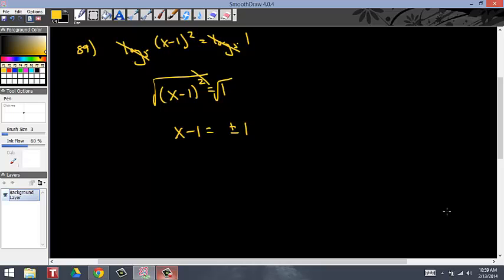Now, plus or minus 1 is a whole number. It's not like plus or minus rad 3 or anything like that. So, if I add 1 to both sides, I actually have to do the problem. So, 1 plus 1, negative 1 plus 1. This equals 2. This equals 0.